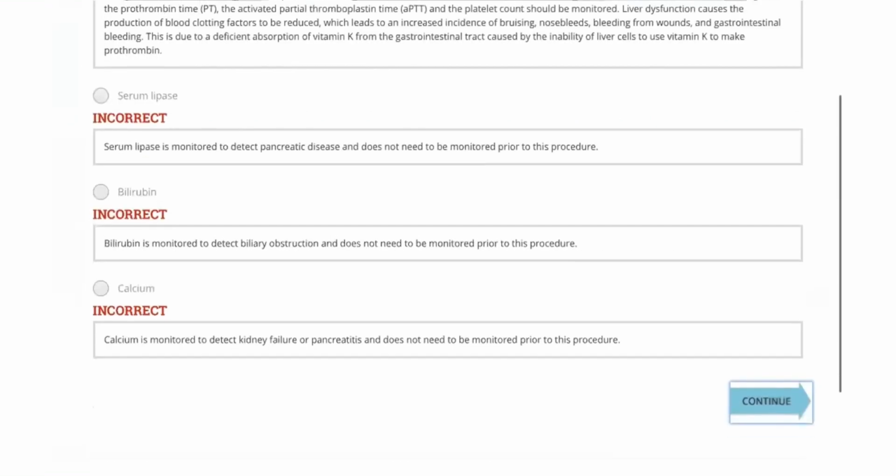Okay. Now let's talk about the ones that you were selecting. Bilirubin, we talked about that. This usually says bilirubin is monitored to direct biliary obstruction and does not need to be monitored prior to this procedure. We'll discuss what that means in more detail in just a bit. Serum lipase is the fat, and the calcium is the electrolyte. So because we're having a liver biopsy, and you know that the liver is vascular and they may bleed out, then we have to consider anything that deals with bleeding, and prothrombin time is one of them. Does that make sense, sir? Yes, sir. All right, let's move on to the next one.